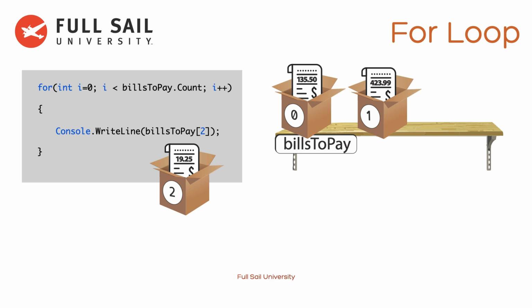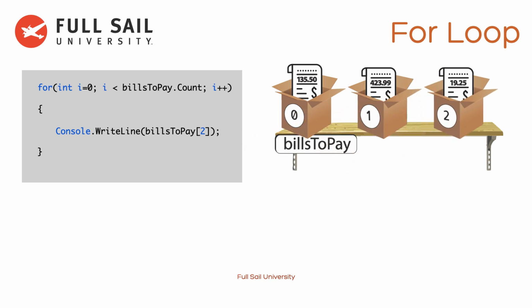19.25. So that's going to be the key thing for the for loop, is that we're actually using the element itself, which means that we could also change the values of our elements inside of this for loop as well. So we could put billsToPay square brackets of 2 equals a new value, and it would permanently change.